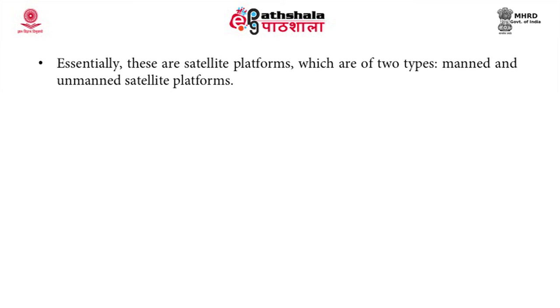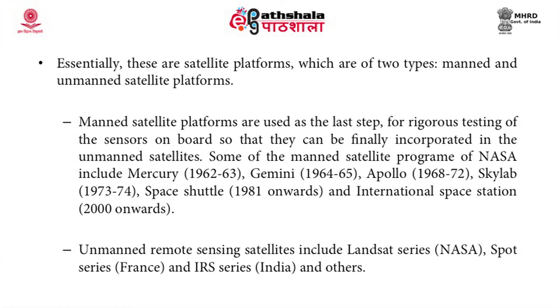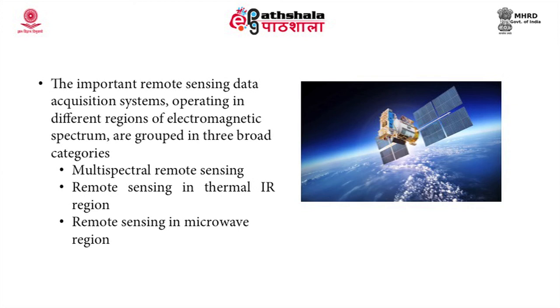Manned satellite platforms are used as a last step for rigorous testing of the sensors on board so that they can be finally incorporated in the unmanned satellites. Some of the manned satellite programs of NASA include Mercury, Gemini, Apollo, Skylab, Space Shuttle, and International Space Station. Unmanned remote sensing satellites include the Landsat series by NASA, the Spot series by France, and the Indian remote sensing series by India, besides other satellites. The important remote sensing data acquisition systems operating in different regions of the electromagnetic spectrum are grouped in three broad categories: multispectral remote sensing, remote sensing in the thermal infrared region, and remote sensing in the microwave region.